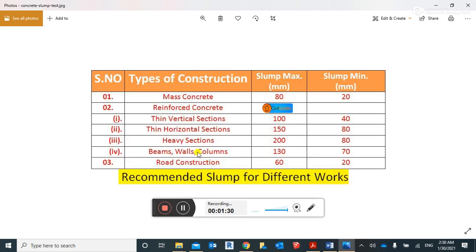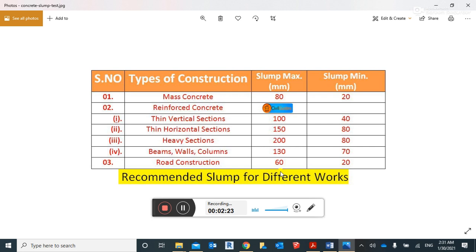Guys, we can divide this topic into the different types of construction. For mass concrete, for high grade concrete, the slump value should be 80 millimeter or 8 centimeter. For reinforced concrete, it should be 90 millimeter. For vertical sections, the value of slump is 100. For horizontal sections, 150. For heavy sections, 200. Beams, walls, columns should be 130. For road construction, the slump value is 60.